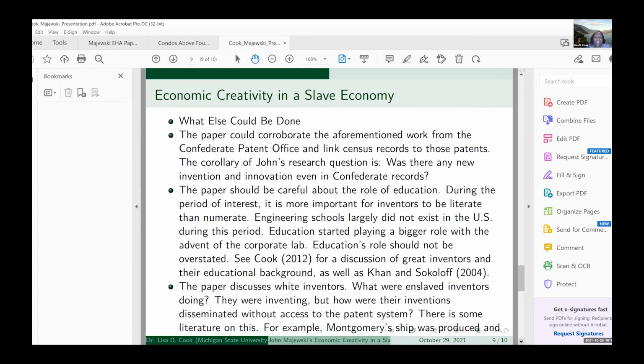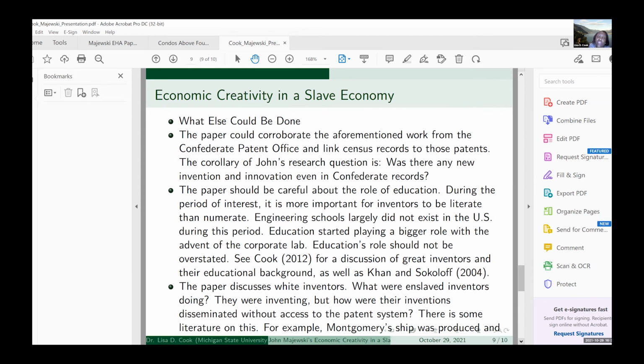The paper could corroborate the aforementioned work from the Confederate Patent Office and link census records to those patents. This isn't as daunting as one might think. Typically, when we're suggesting and volunteering researchers for more data collection, it's a daunting process, but there are so few of them. There are very few of them. I spent a day in the Museum of the Confederacy looking at these records, and I think it would require that kind of input. The corollary of John's research question is, was there any new invention and innovation, even in Confederate records? So did that have an effect?